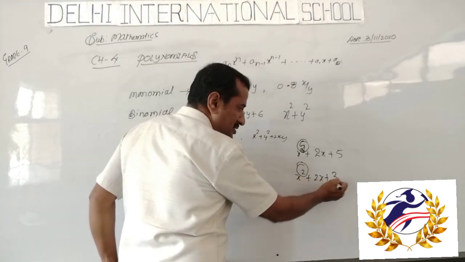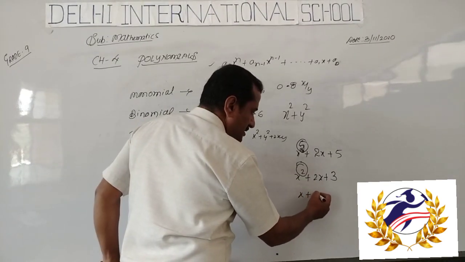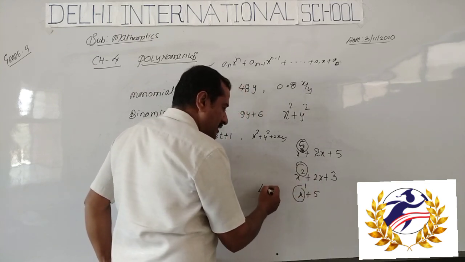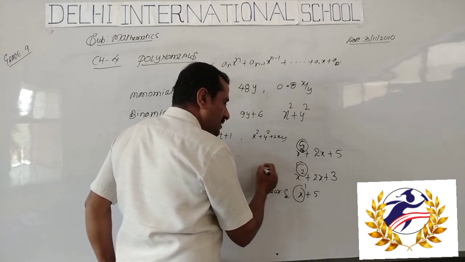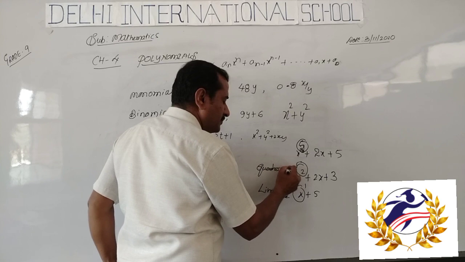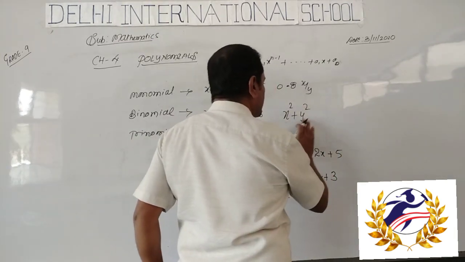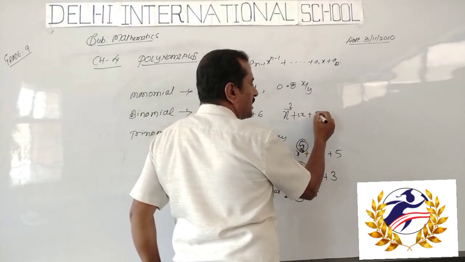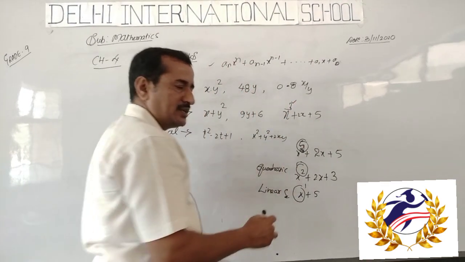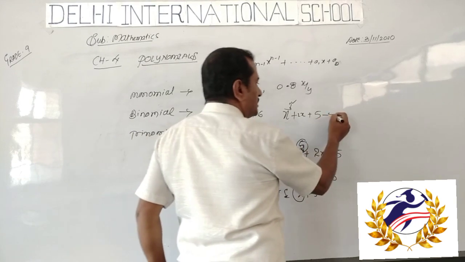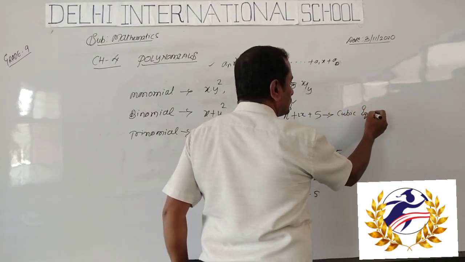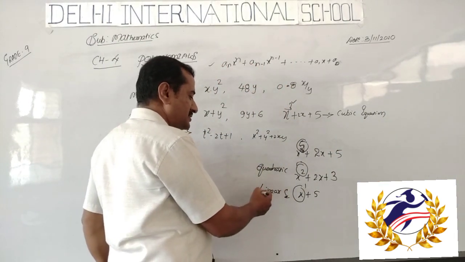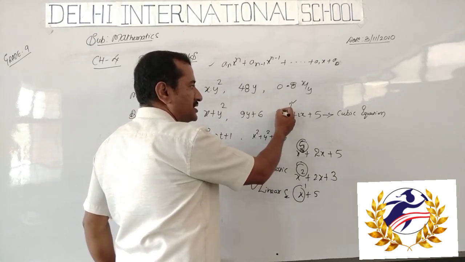this type of equation is called a quadratic equation. Another equation, that is x plus 5. Here, the highest degree of the variable is only 1. This is called a linear equation. And similarly, when the power is 3, x cubed plus 2x plus 5, you imagine. Here, the highest degree of the variable is 3. So as a result of that, this is considered a cubic equation. So you have three types of equation: linear, quadratic, as well as cubic equation.